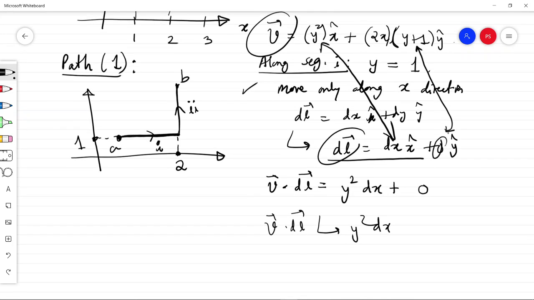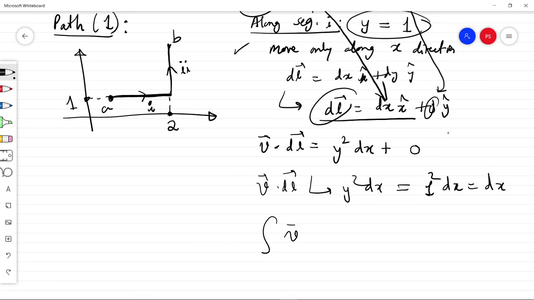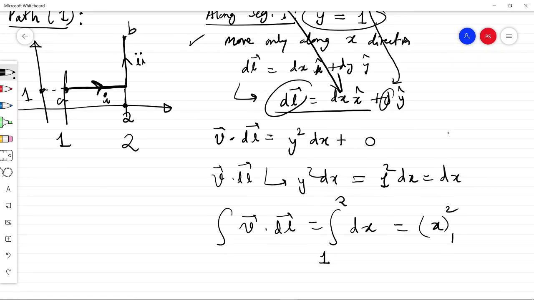Further, we also know that y is just equal to 1. So this is further simplified to 1 square dx, which is just dx. So now integral v bar dot dl bar is simply integral dx. And we see that for this segment I, the x coordinate runs from 1 to 2. So the lower limit is 1 and the upper limit is 2. Integral dx is just x with lower limit 1, upper limit 2. So we have upper limit minus lower limit, which is equal to 1. So this is the value of the line integral for segment I.